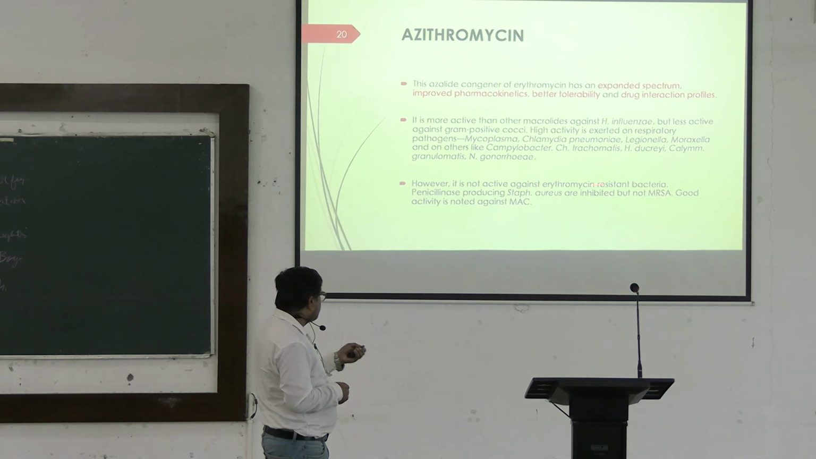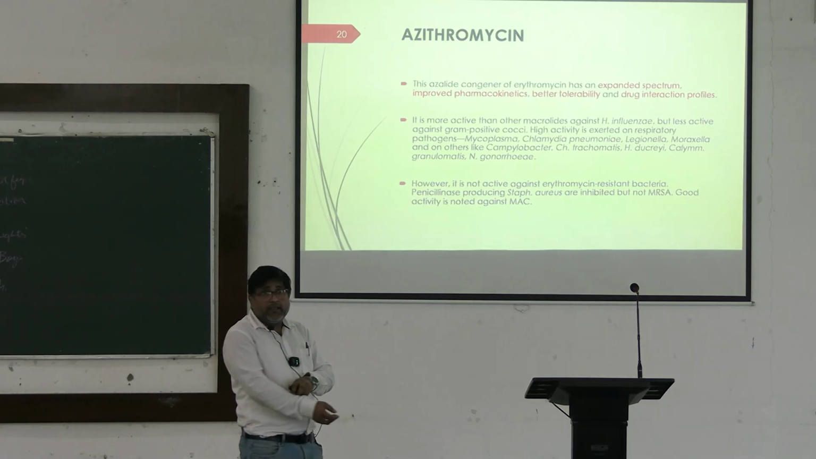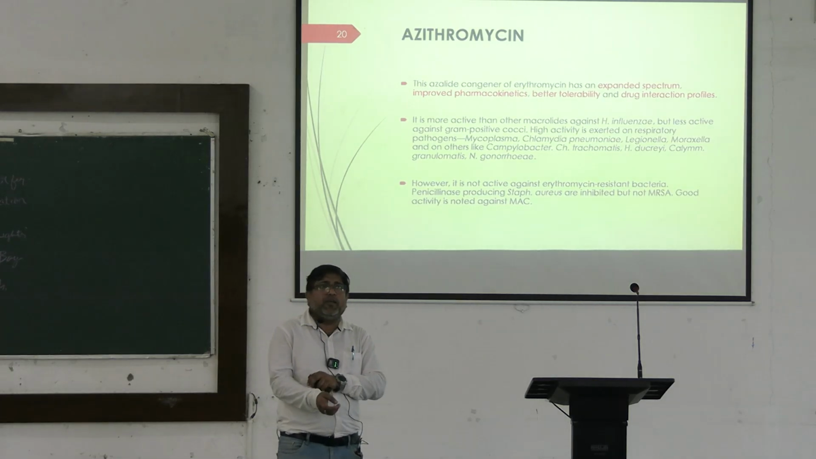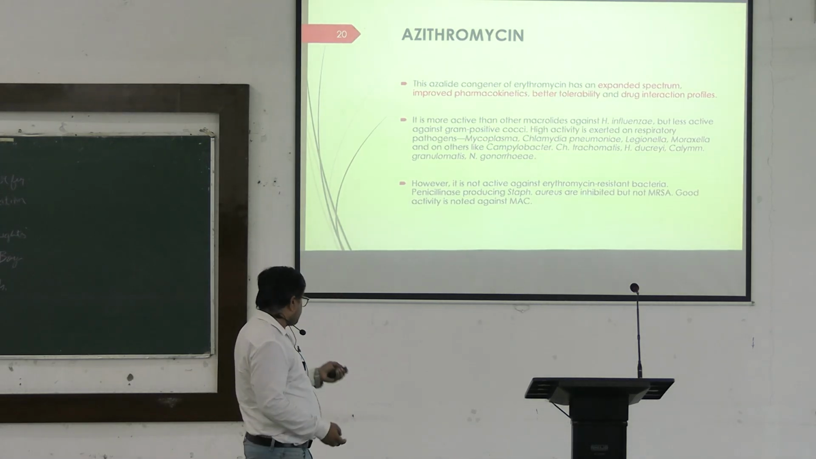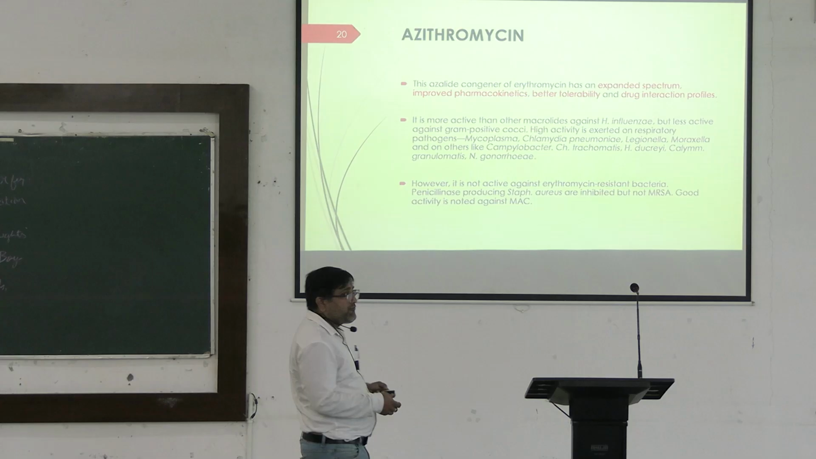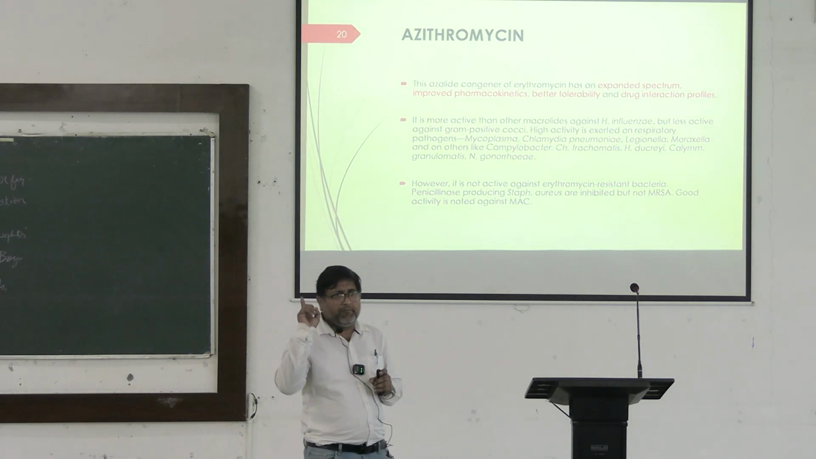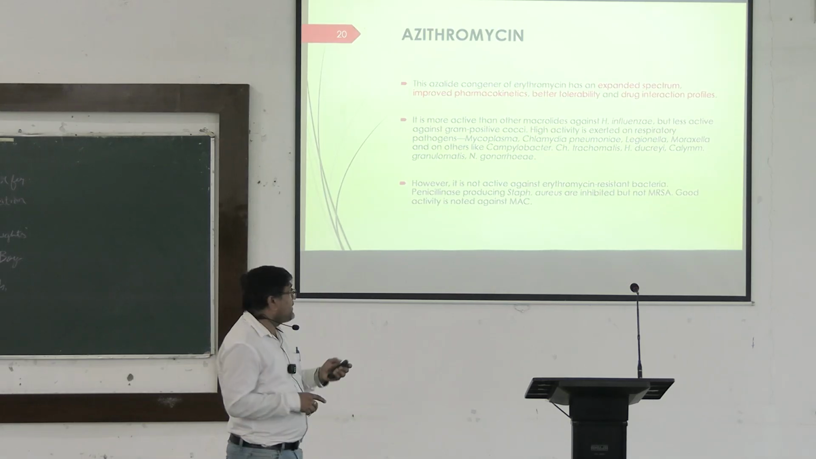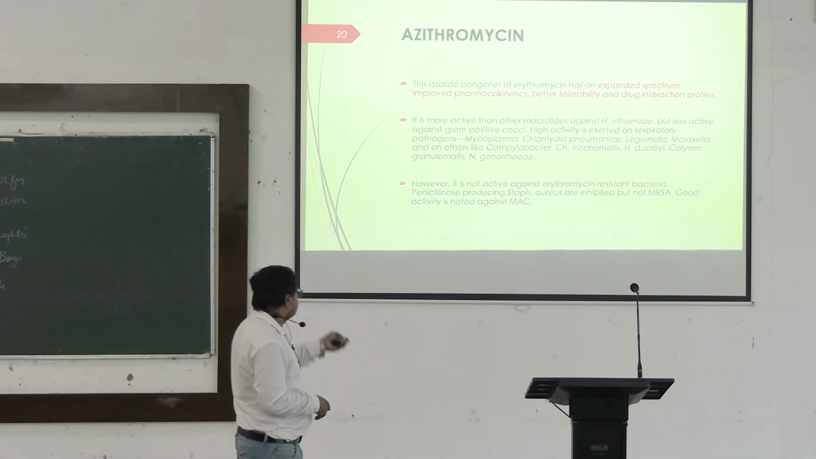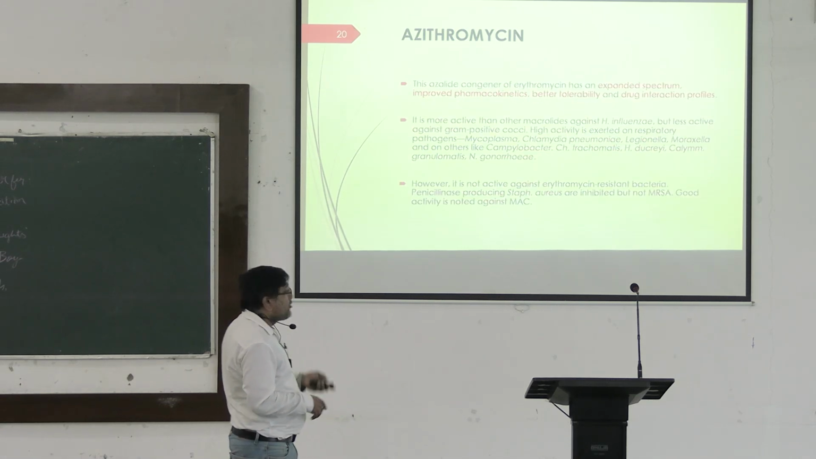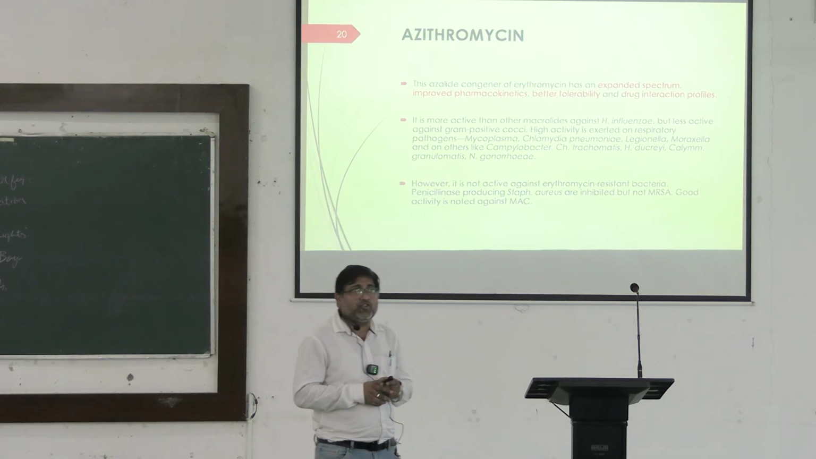trachomatis, Haemophilus ducreyi, Calymatobacterium granulomatis, Neisseria gonorrhoeae. However, the organisms which are resistant to erythromycin are also resistant to azithromycin. Penicillinase producing Staph aureus, which are not inhibited by penicillin, can be controlled by azithromycin, but they are not active against methicillin resistant Staph aureus, and they also have good activity against Mycobacterium avium complex like that of Clarithromycin.